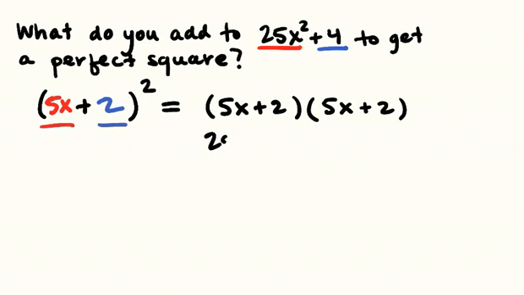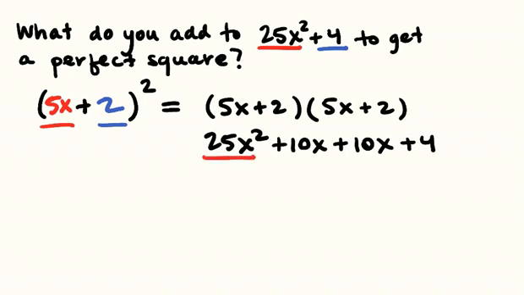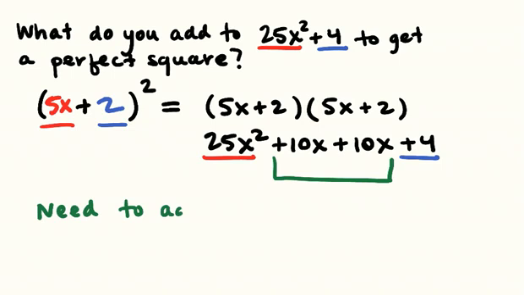5x times 5x, sure enough, 25x squared. And the outside and the inside, 5x times 2 is 10x. And then 2 times 5x is another 10x. And then plus 4 on the outside. So see, I've got this 25x squared. I've got this 4. So I must just need to add these 20x's to get a perfect square. And sure enough, that's answer choice A on your question. Bless you. Okay, we would need to add 20x.